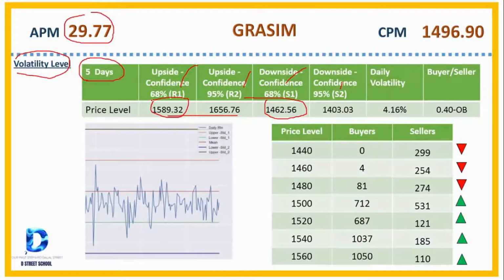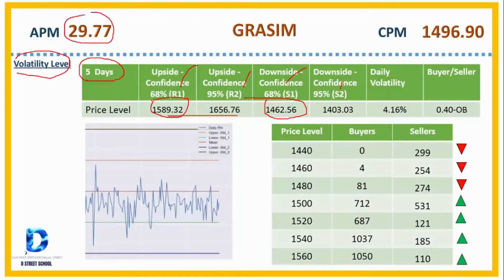or downside. If you want to use standard deviation 2 to increase your confidence level, you can confidently say that in the next 5 trading sessions, 95% GRASIM India will trade from 1,403 to 1,656. There are very few remaining chances that it might trade outside of the range, either upside or downside.